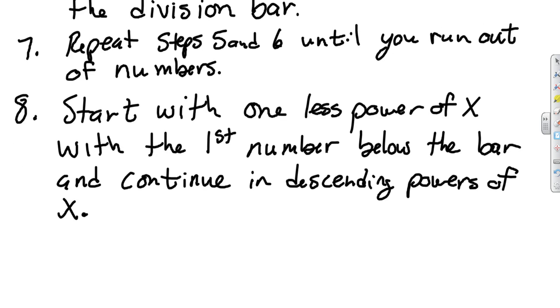Okay, that very last number would be just like we were doing when we were doing long division. The very last number that's in the list is always going to be your remainder.